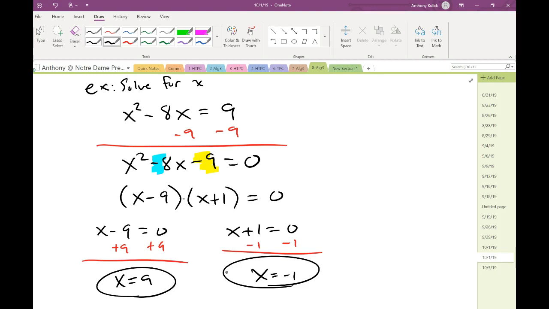So what's the hardest step here? It's almost always just the factoring step, right? If you can get it equal to 0 and factored, everything else is pretty easy from there. Do you guys have questions about this process? Okay, good.